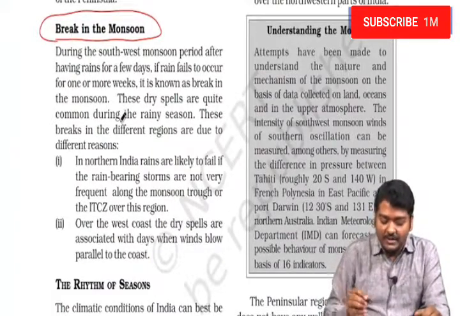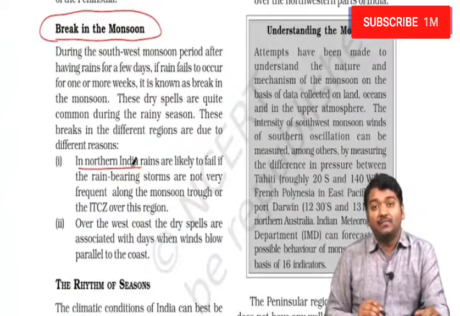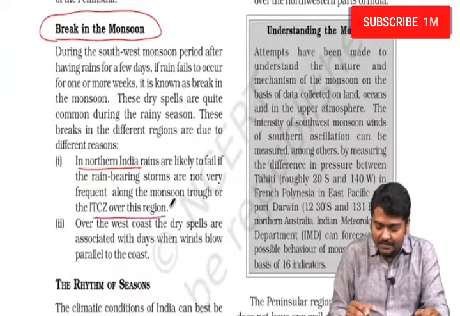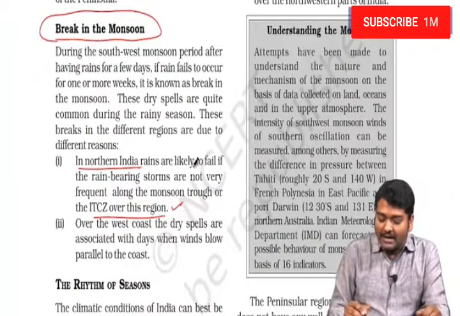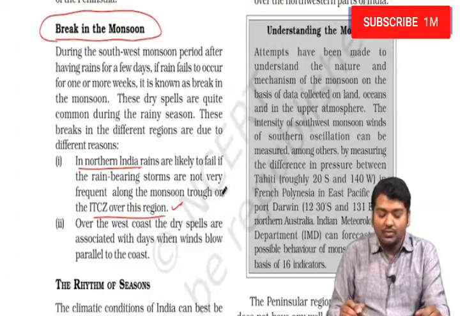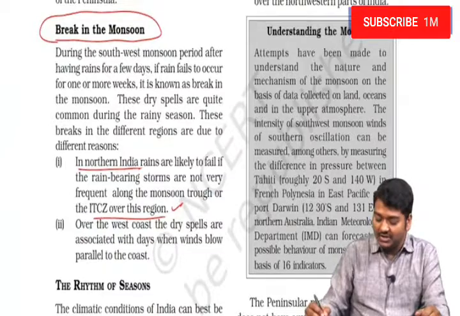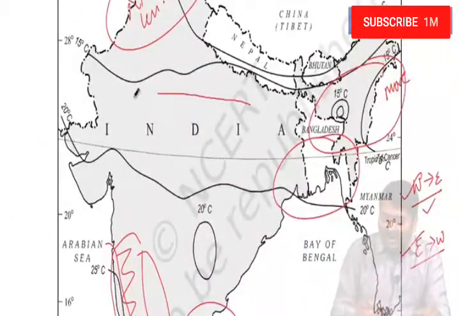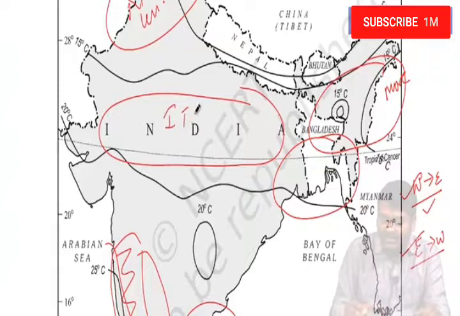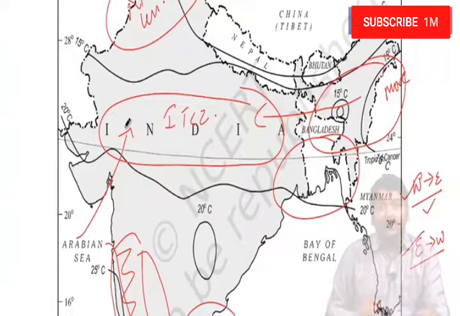Whenever we say dry spells in North India, the dry spell is mainly because the ITCZ keeps on moving, and monsoons are likely to fail if rain-bearing storms are not very frequent along the monsoon trough or the ITCZ over this region. So, let me just explain to you. I have ITCZ in this region. ITCZ is a low pressure area, correct? So, if winds are blowing like this, by the time these winds reach ITCZ, they get exhausted, that is, moisture content is not there here at all.